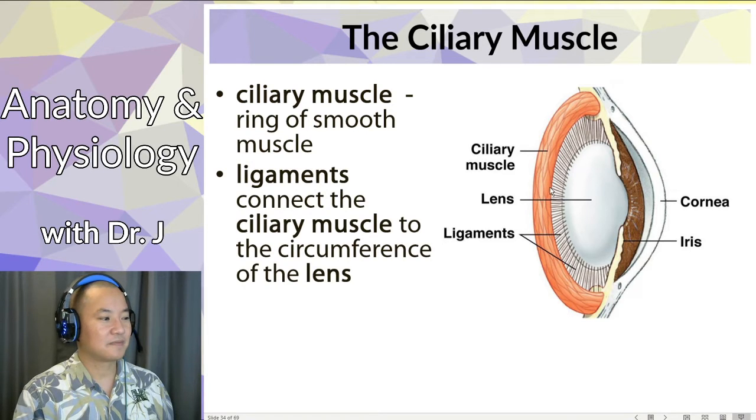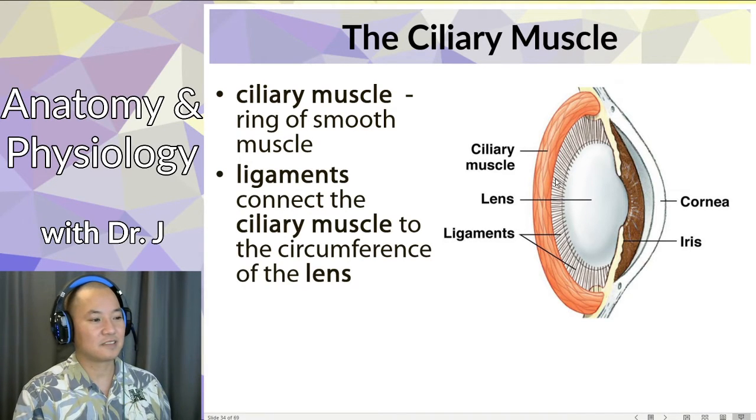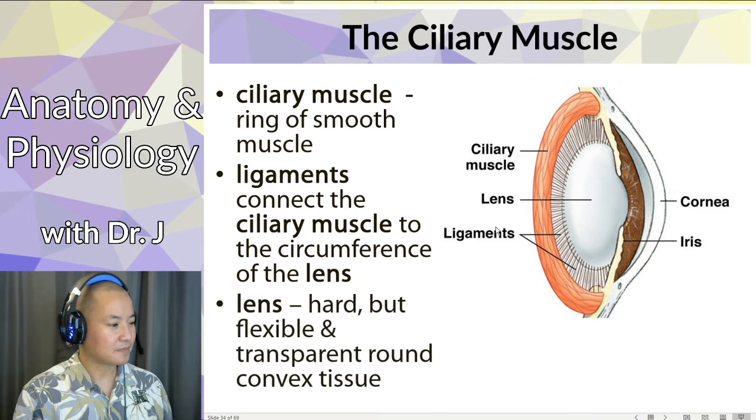This ciliary muscle is connected to the lens by all these ligaments. So when this muscle constricts and changes shape, or relaxes and then gets bigger, thus making the ligaments more taut, it actually changes the shape of the lens, despite the lens being pretty hard. And I wish we had in-person labs, but this lens is pretty hard. It's made out of these crystalline proteins, but it is still flexible. When you think of a lens, you might think of a glass lens. It is hard, but it is flexible, and it is able to change shape based on the ciliary muscle and all these ligaments.